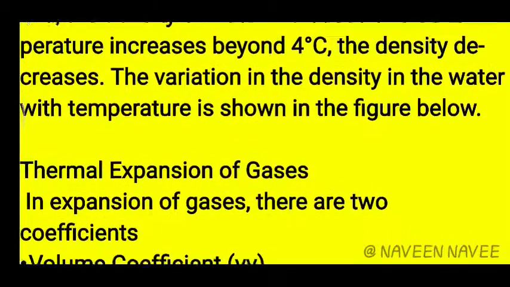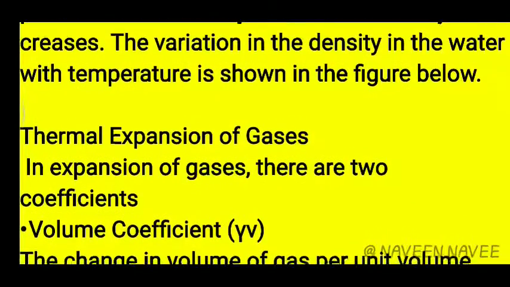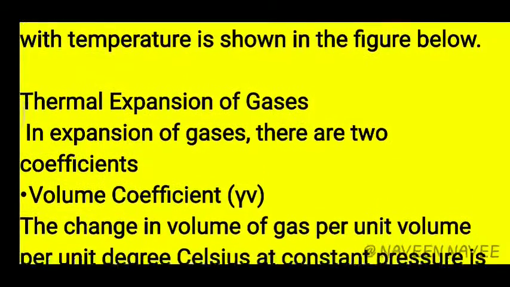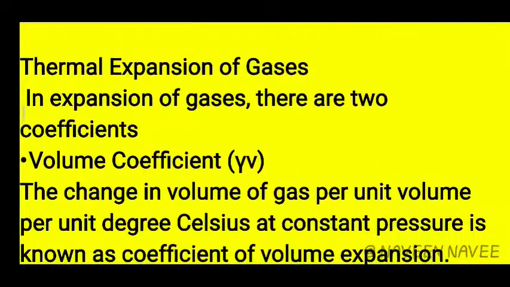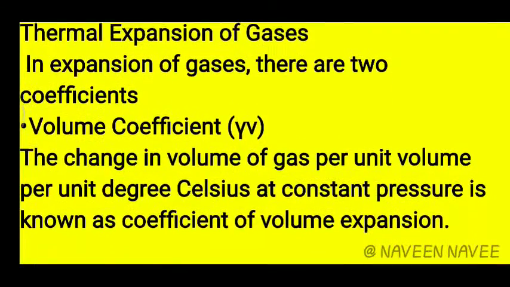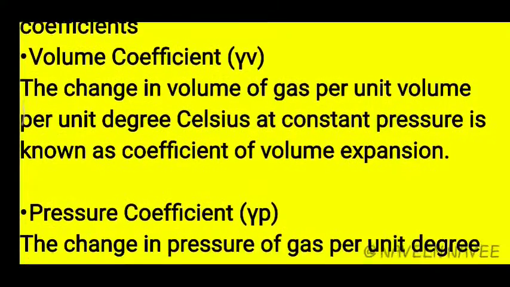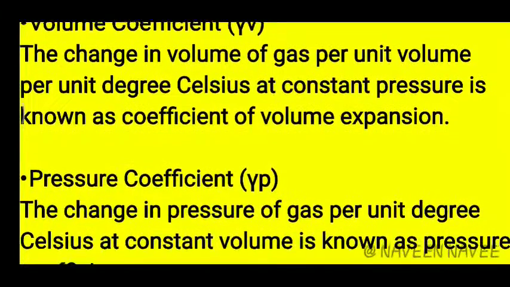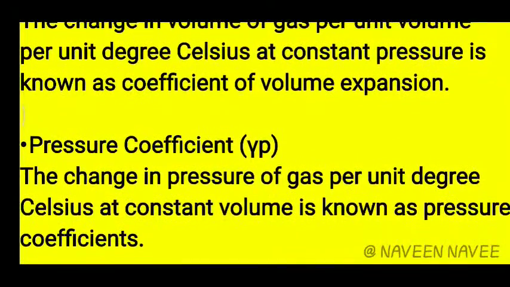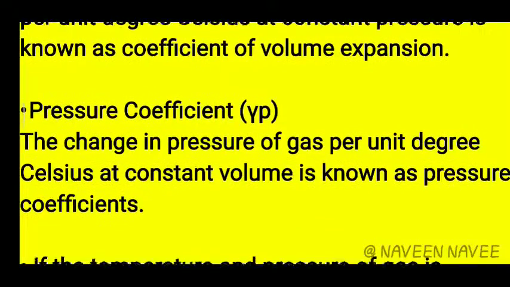Thermal expansion of gases. In expansion of gases, there are two coefficients. Volume coefficient, gamma V. The change in volume of gas per unit volume per unit degree Celsius at constant pressure is known as coefficient of volume expansion. Pressure coefficient, gamma P. The change in pressure of gas per unit degree Celsius at constant volume is known as pressure coefficient.